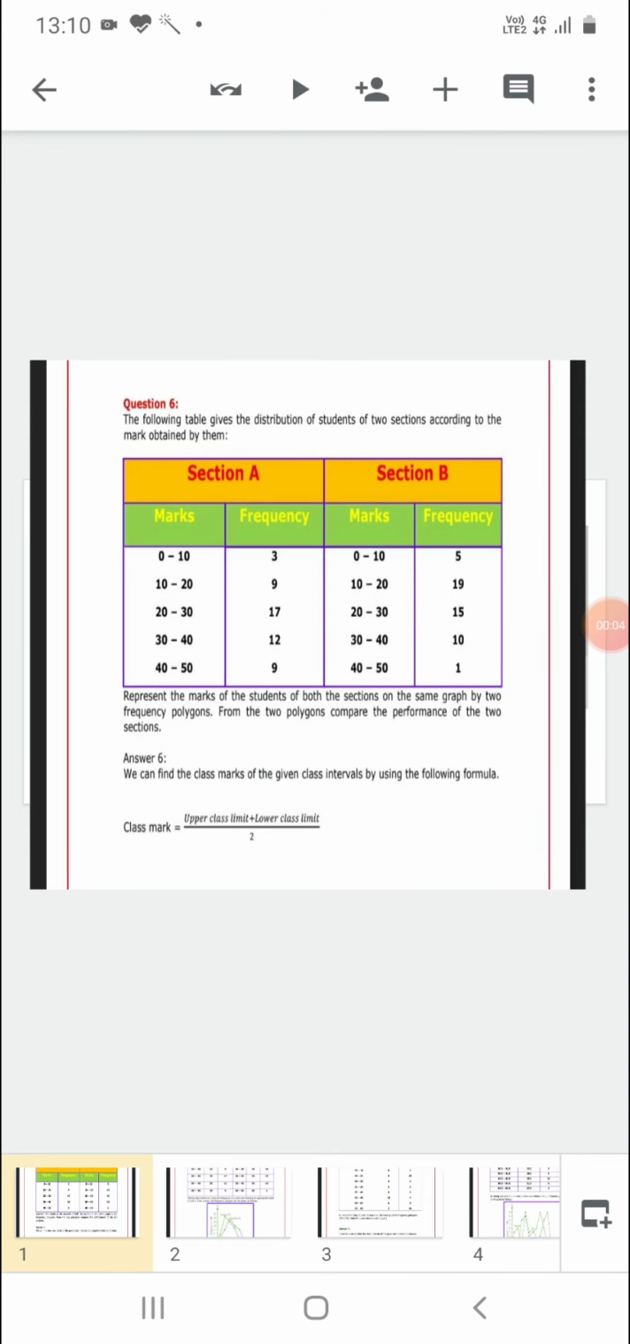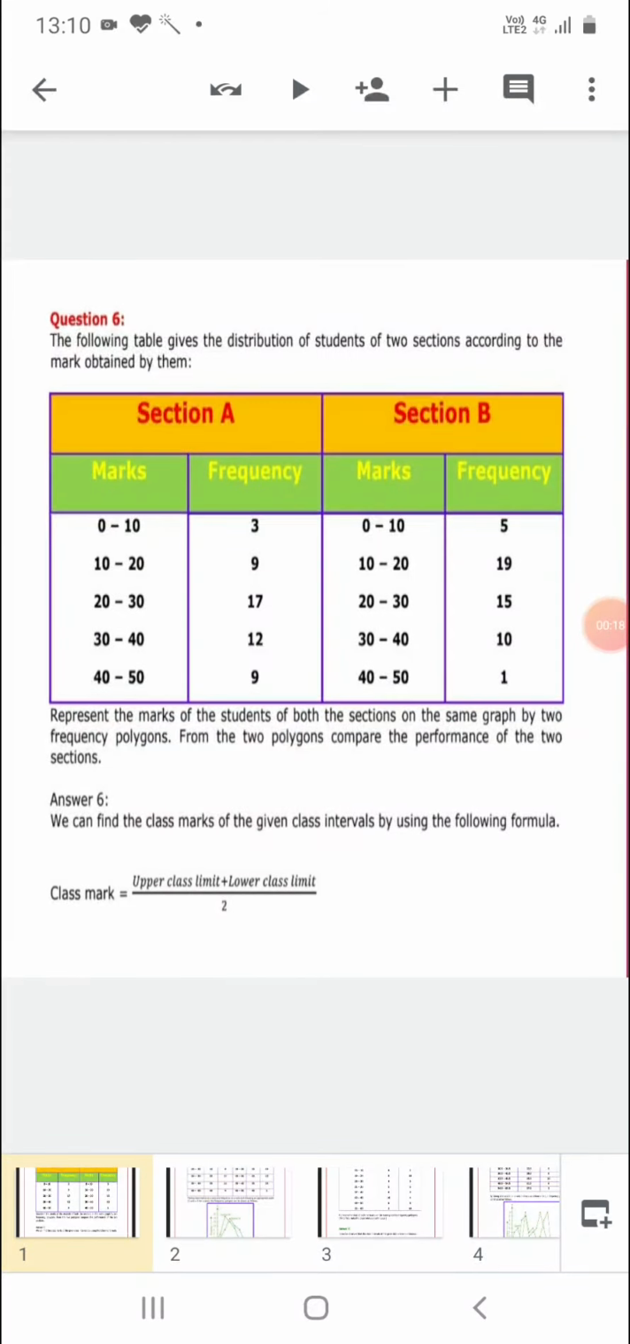Dear students, today we will do question number 6 onwards of exercise 14.3. In this exercise, as you can see, the following table gives the distribution of students of two sections according to the marks obtained by them.